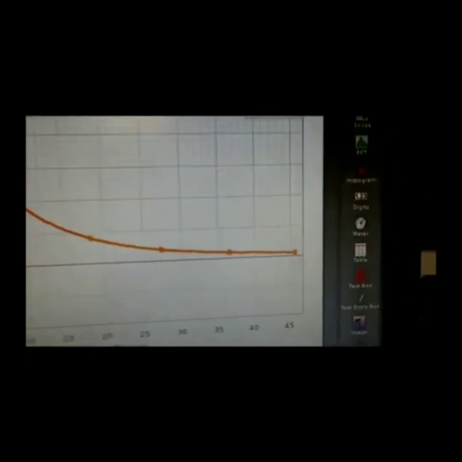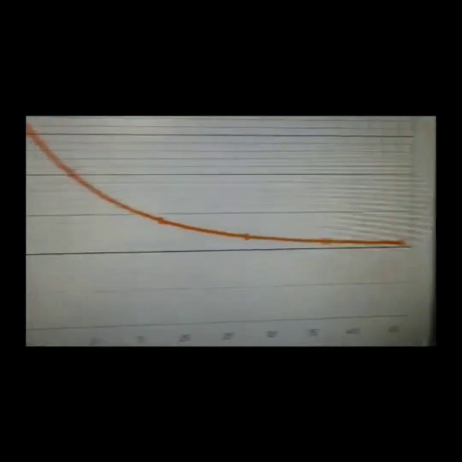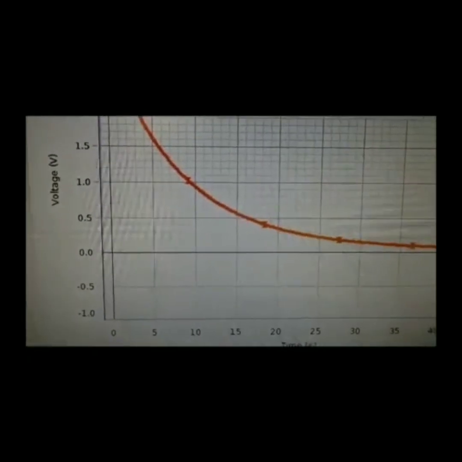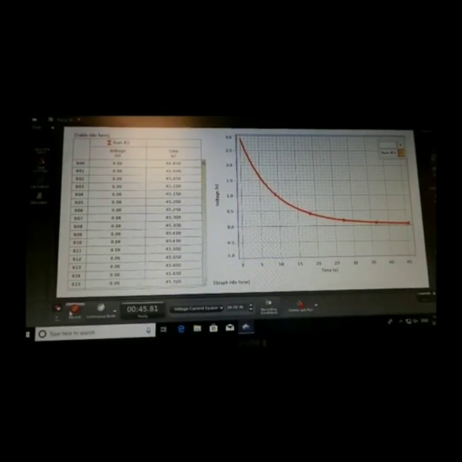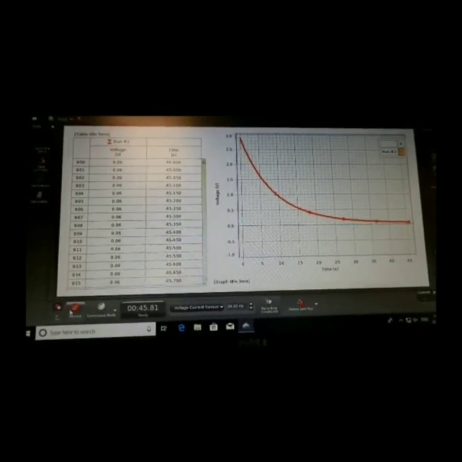So this is the decreasing voltage, and you can see it's approximately 0 after 40 seconds. It's not exactly 0 because this is an asymptote. This is an exponential function. So I will do the same as I did in the charging part. I will record the data in the table and show you the data in the table.